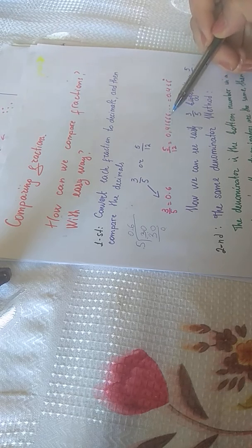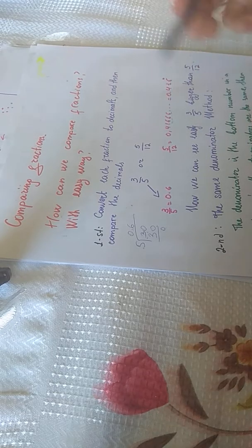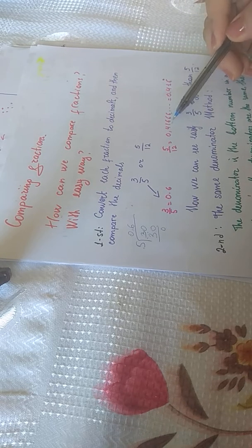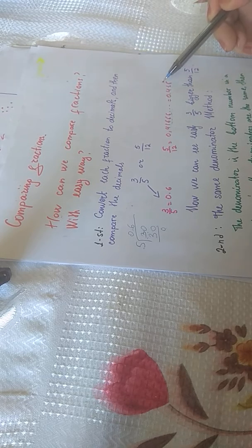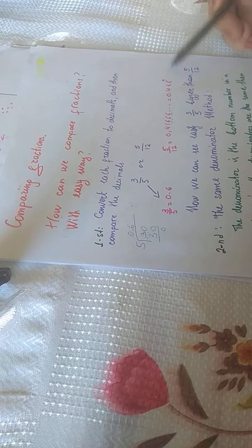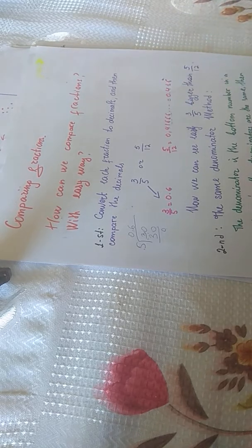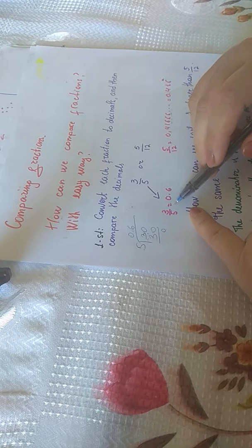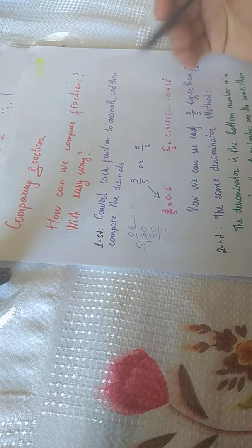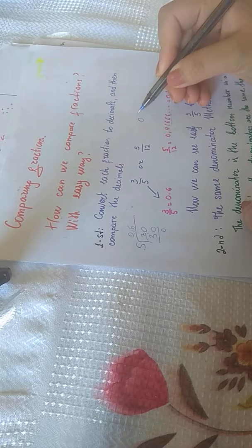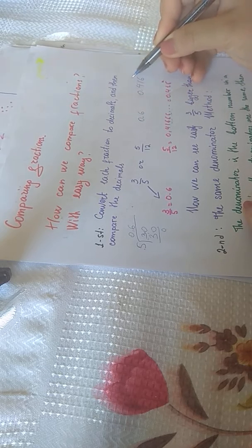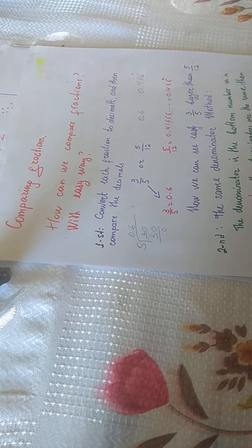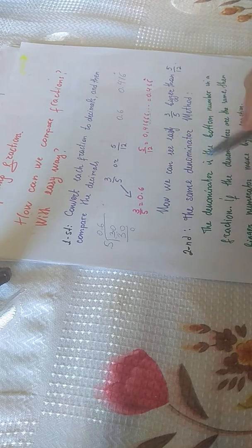Look here, this is a recurring decimal because 6 is repeated. That's why this is equal to 0.416, with 6 the repeating number. So this is just a recurring number. Now we should compare these two decimals. One is 0.6 and the other one is 0.416. So which one is greater, which one is bigger, which one is lesser?